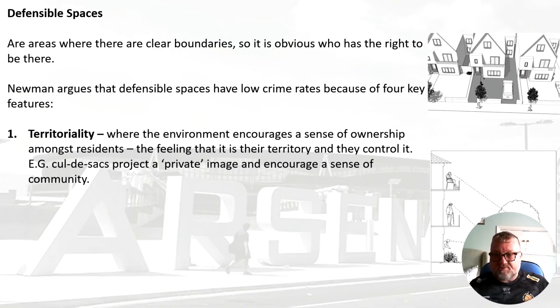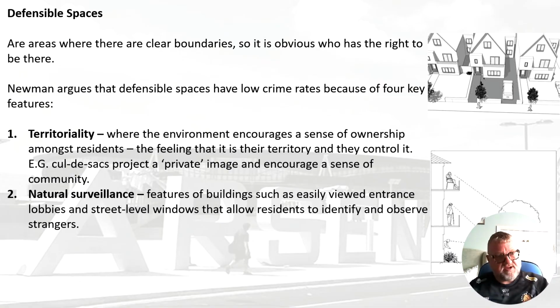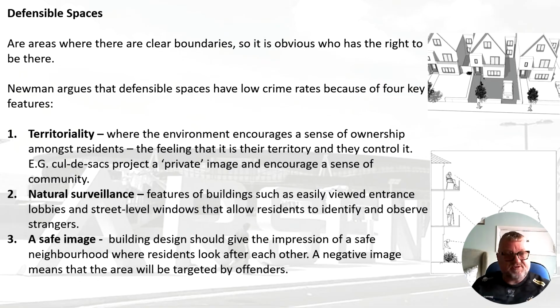These are territoriality, where the environment encourages ownership amongst residents, the feeling that the environment, the territory is theirs, they control it. He used the example of cul-de-sacs because they project a private image and encourage a sense of community. Secondly, he said, if you've got natural surveillance, you've got buildings where there's an easily viewed entrance, lobbies, street level windows that allow residents to identify and observe people outside and identify strangers. He said that's going to reduce crime.